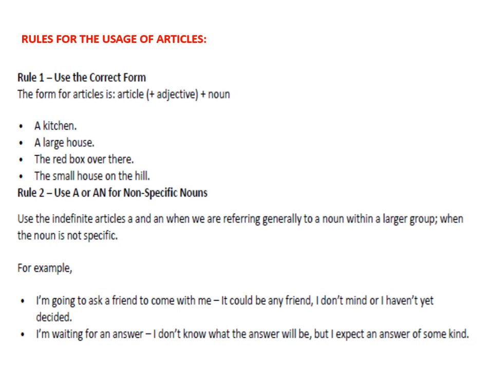So here what he is saying, I am going to ask a friend. A friend means it is not mentioning any particular person here. It could be any friend. That's why the sentence is like this: I am going to ask a friend to come with me. Next example, I am waiting for an answer. I don't know what the answer will be, but I expect an answer of some kind. I am expecting. That means what? Some answer will be there, but I don't know what will be there.